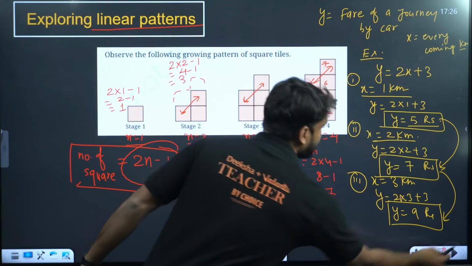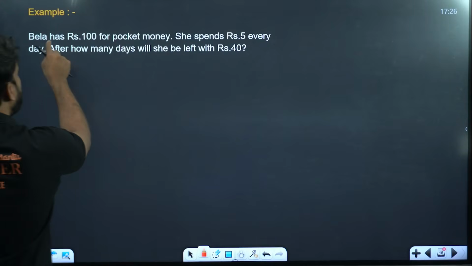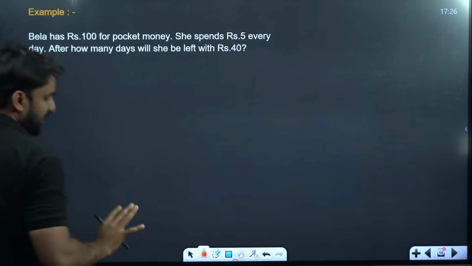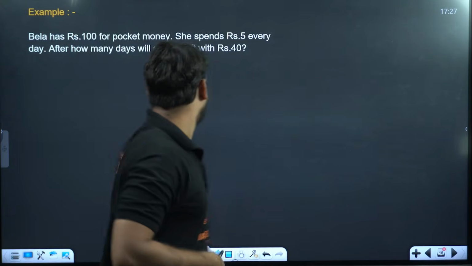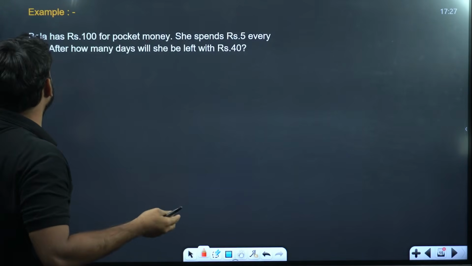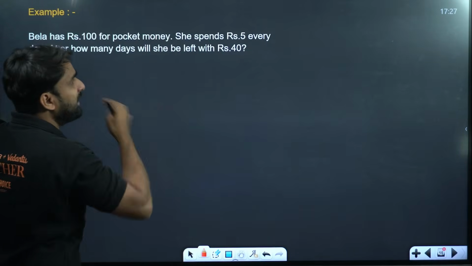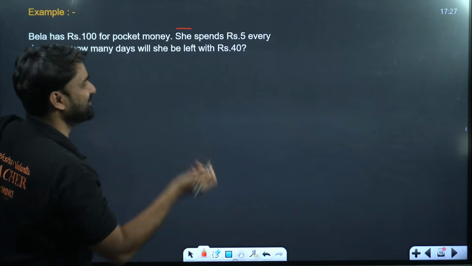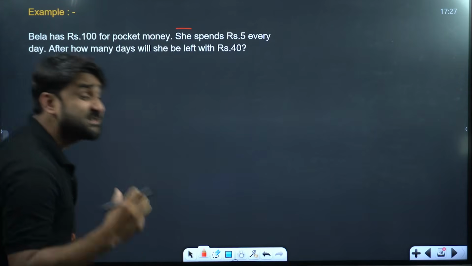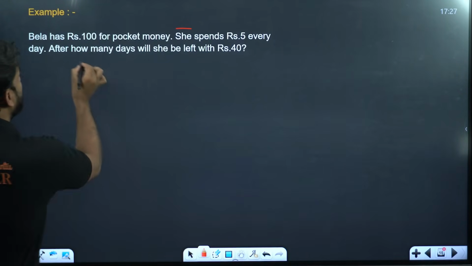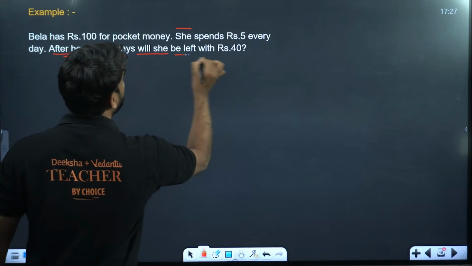Now moving to next. Okay, so look at the question. Example: Bella has rupees 100 for pocket money. I don't know if Bella is male or female. It looks like female. Okay, so Bella has rupees 100 for pocket money. Of course she is female. She spends rupees 5 every day. So after how many days will she be left with rupees 40?